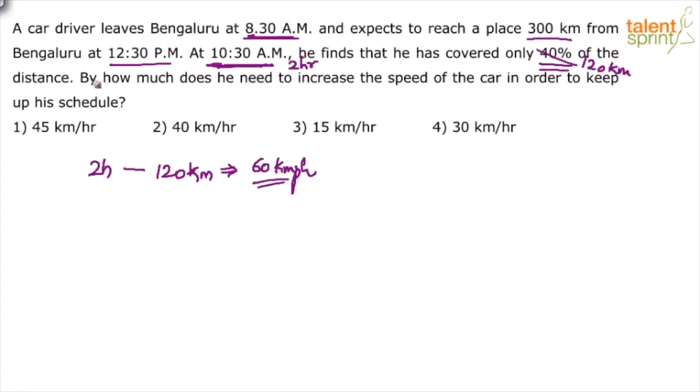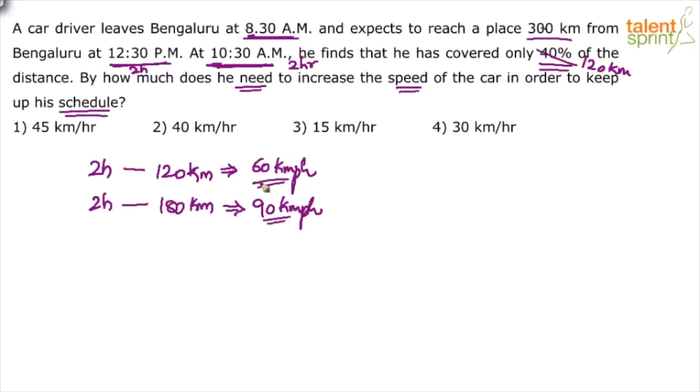Now, by how much does he need to increase his speed in order to keep up his schedule? What was the schedule? He wanted to reach at 12:30 p.m., which means he has got another 2 hours, from 10:30 a.m. to 12:30 p.m. So in these 2 hours he has to cover how much? Out of 300, 120 has been covered. What is remaining? 180 is remaining. So the remaining 180 kilometers has to be covered in 2 hours. So his speed has to be 90 kilometers per hour.